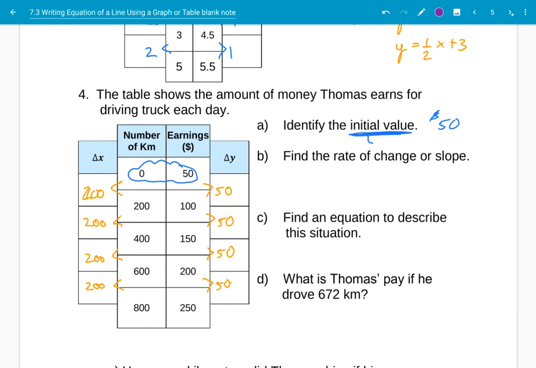Rate of change or slope. Rate of change is another way of saying slope. So delta y over delta x from the table. It's $50 and 200 kilometers. And what this amounts to, if you reduce it, is a quarter. But because it's money, I'm going to do 25 cents a kilometer.